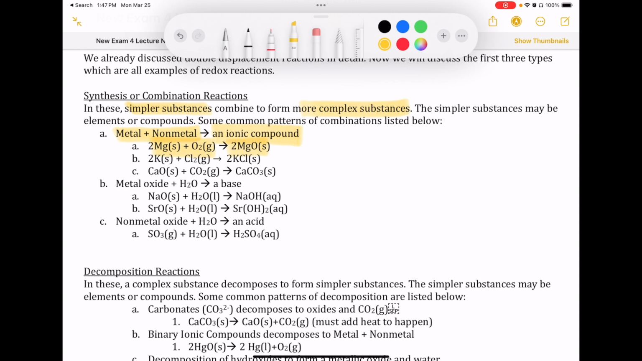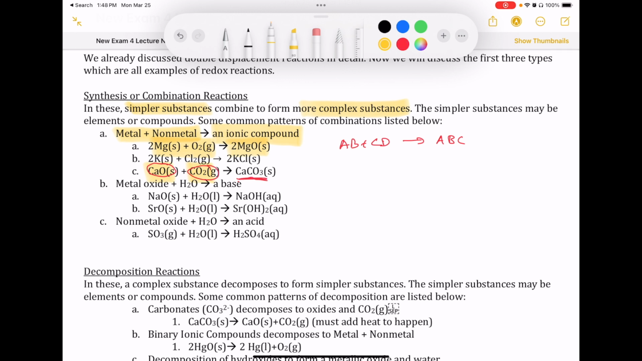You can also combine, in this case, CaO and CO2. That might look to you like it's AB plus CD, but look, what is the product there? Well, it's just ABC, really. It's a new compound right here. So you have two things combining into one thing. Okay, so that's a combination reaction.